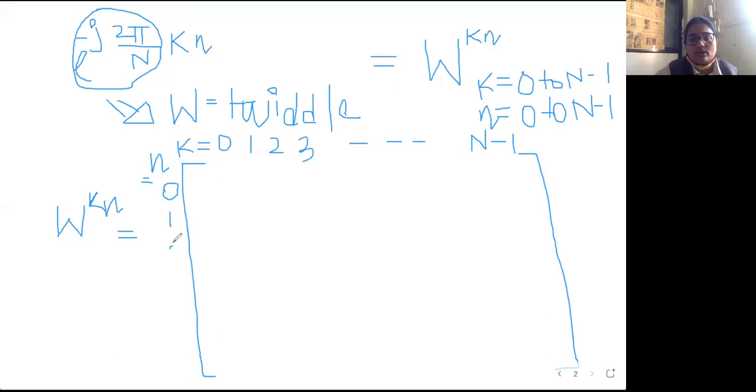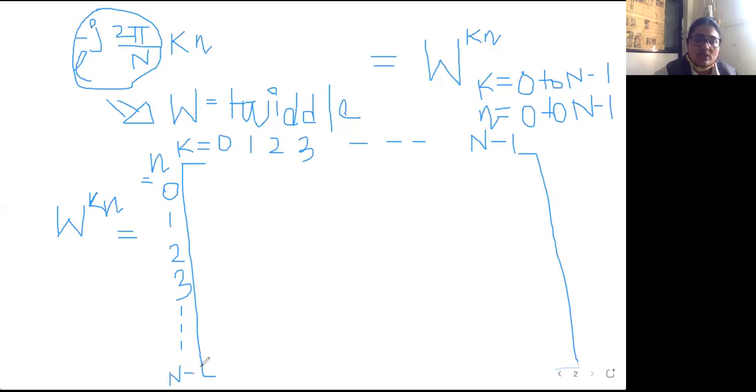I have taken this k variable for the representation of columns, whereas I have taken this n variable for the representation of rows. So n varies from 0, 1, 2, 3 up to n minus 1.